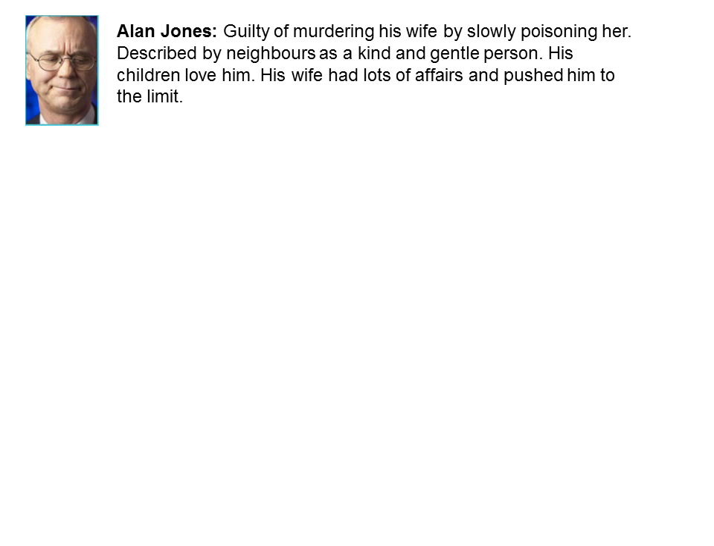So we've got Alan Jones, who's guilty of murdering his wife by slowly poisoning her. Described by neighbours as a kind and gentle person. His children love him. His wife had lots of affairs and pushed him to the limit. And then we've got Janet Green, who was found guilty of shoplifting for the 10th time. She's homeless and likes to spend the winter in prison. It's early December and the weather is very cold.